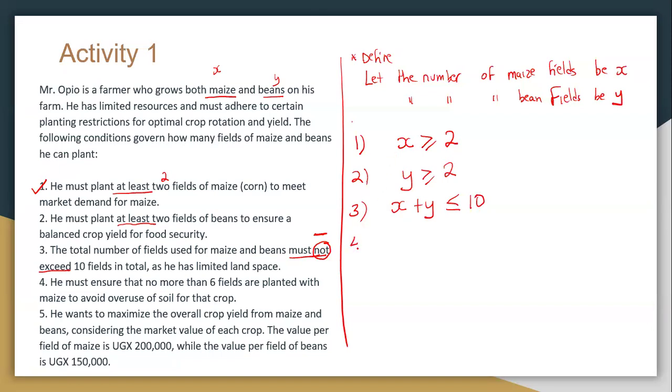Then we go to number 4. He must ensure that no more than 6 fields are planted with maize to avoid overuse of soil for that crop. Which inequality are we going to use? No more than 6 fields. Which inequality are we using, members? Put it in the chat. I've already told you, less than or equal. Thank you, Kayongo.